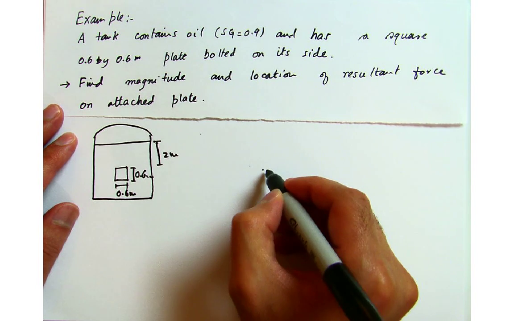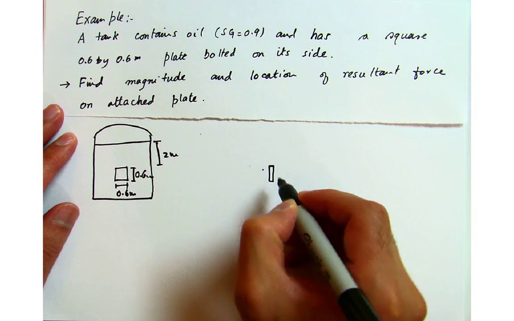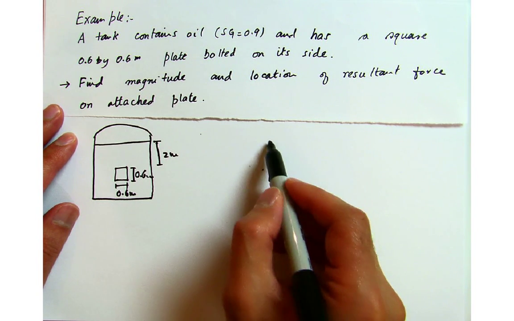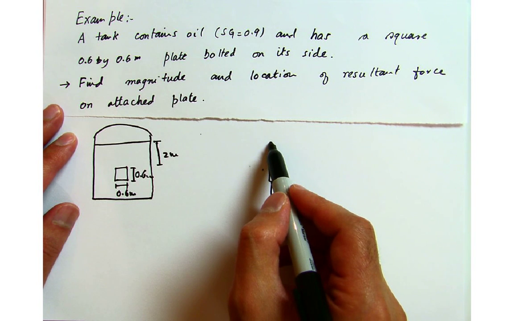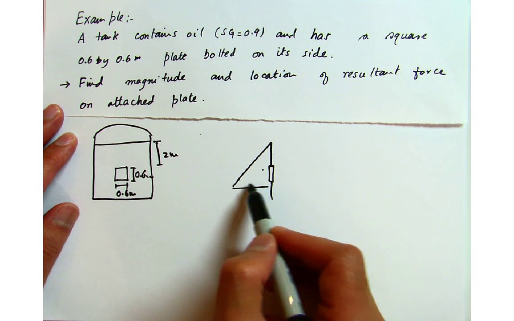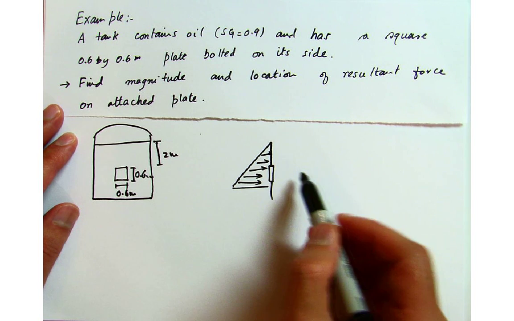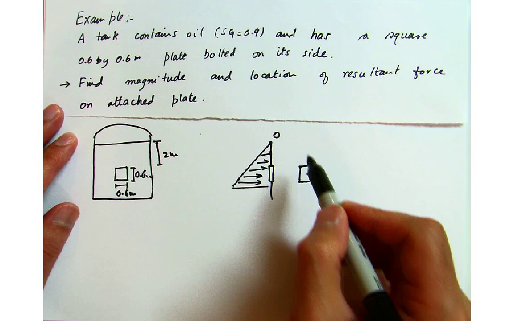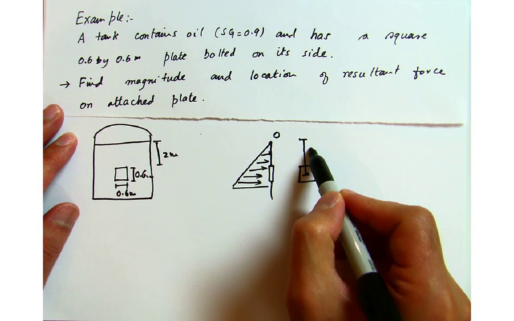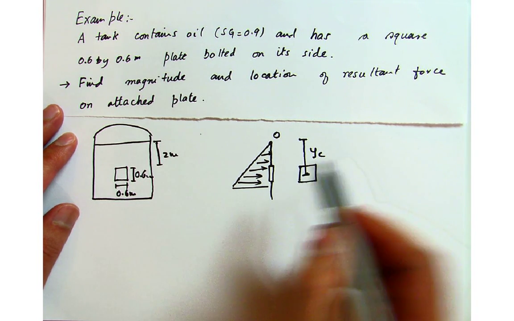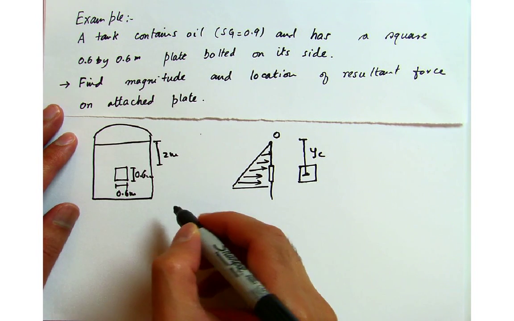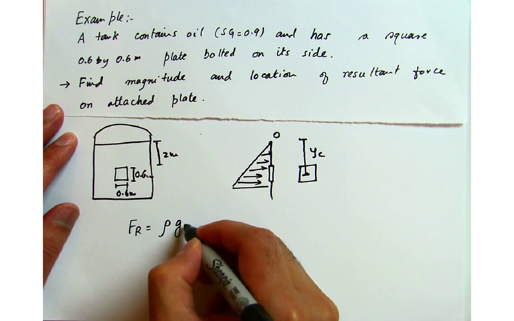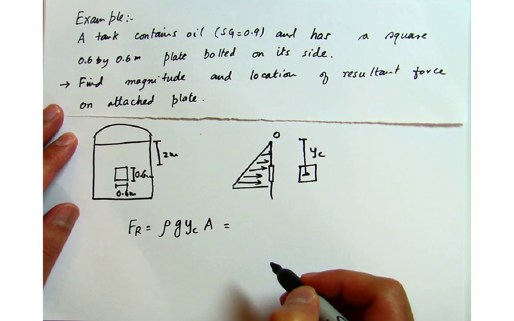If I am looking at it from the side view, and this is my gate or the plate, I have some liquid on the top, this is the wall, and you have something on the bottom also. So the pressure distribution will look something like this. Then I'm calling this point again O, and this distance is yc, because it's the centroid of this geometry. So the resultant force, as we talked about earlier, is simply rho g yc A. That will give me the resultant force.